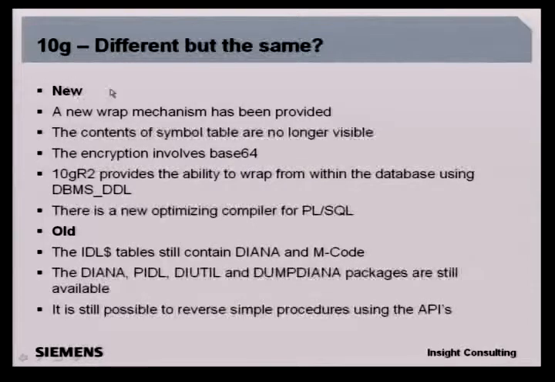So 10g, what's the difference? There's a new wrapping mechanism in 10g. The most noticeable thing about this is that the symbol table is no longer visible. So on one level it's better because you can't read the symbol table anymore. But the encryption involves base 64, which fills you with dread if you think that that's an encryption algorithm. There's a posting on forums.oracle.com where somebody has stated that the encryption is based on compress and base 64. I think it's a little bit more complicated than that, but not much more.